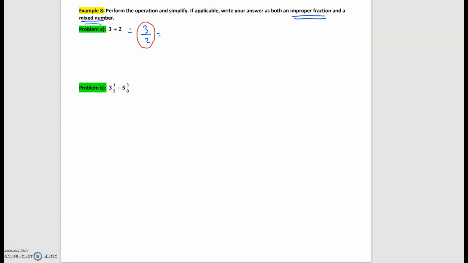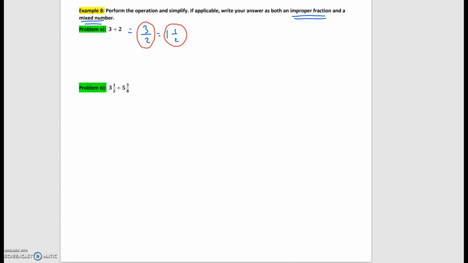They're not asking us to go into decimals. But if we wanted to express it as a mixed number, this is going to be a 1 and a 1/2. And that would be our main answer for this first problem. So nothing to do there.